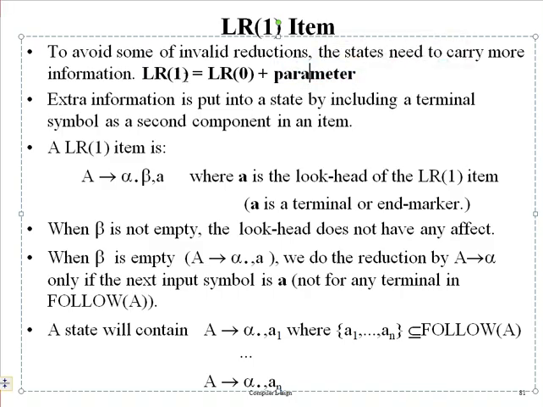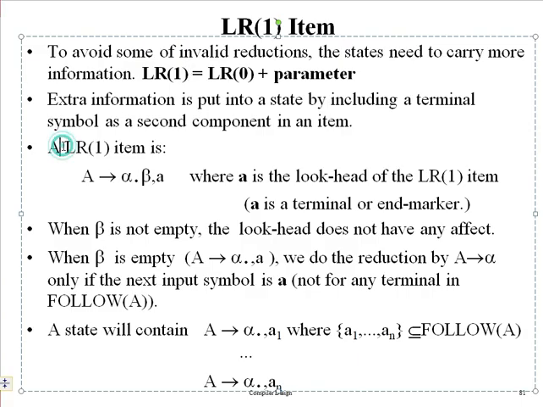So LR1 is used for constructing the CLR parsing table as well as the LALR parsing table, but SLR uses the LR0 items collection, and the other two, CLR and LALR, use LR1 items. So what are LR1 items and how can we represent them?